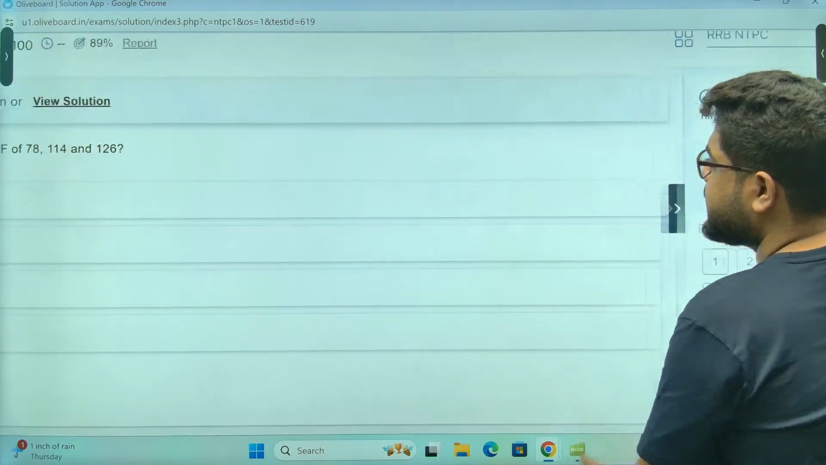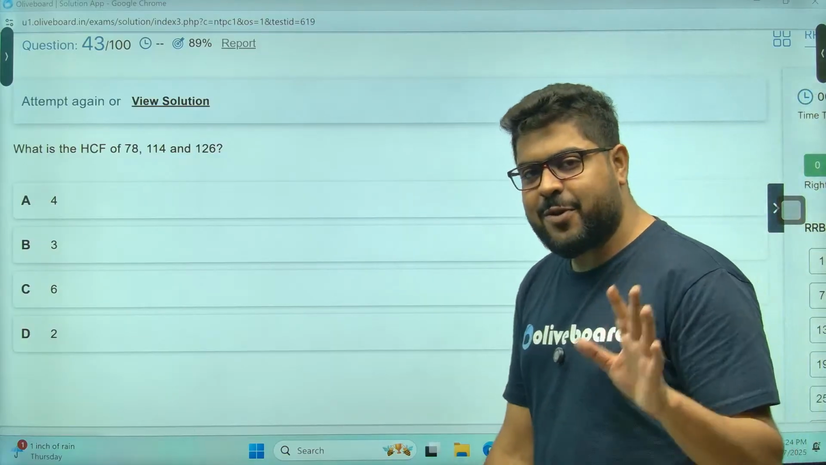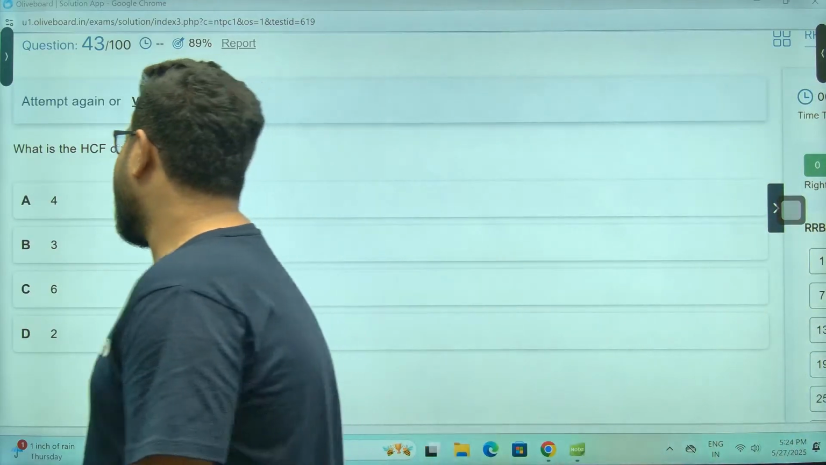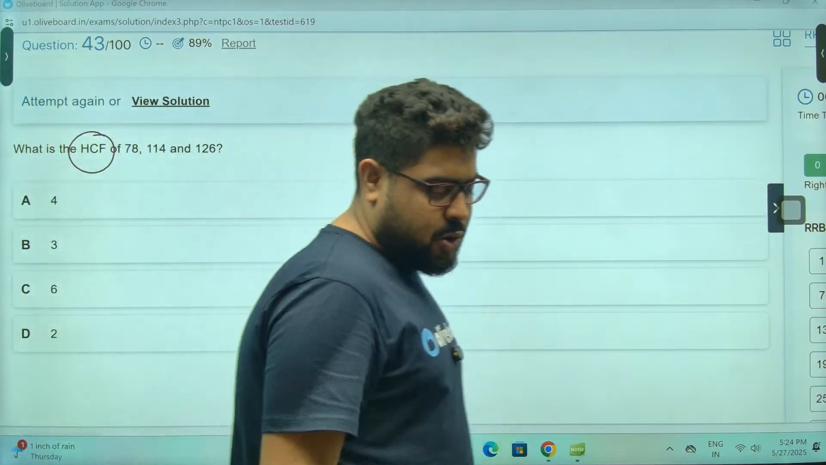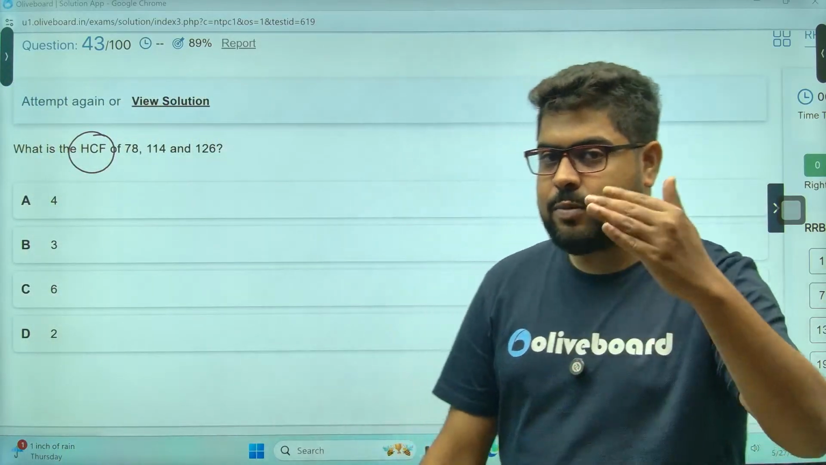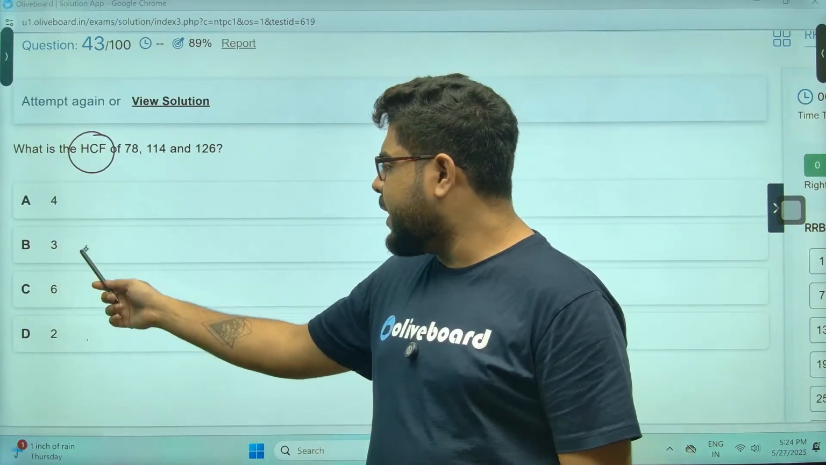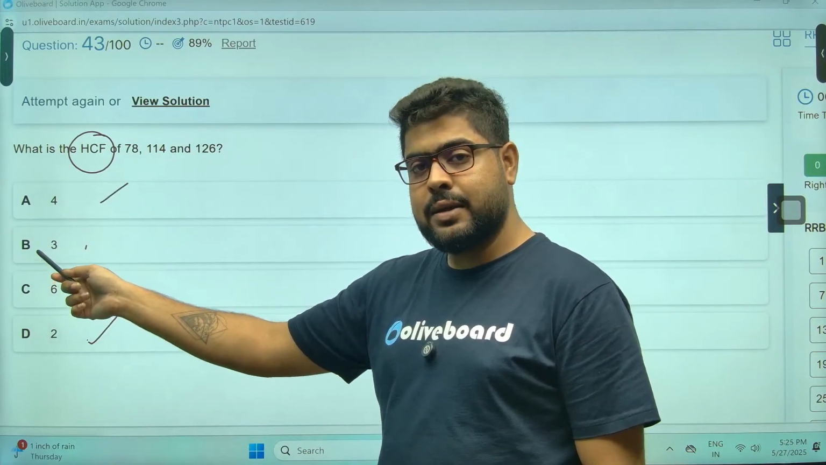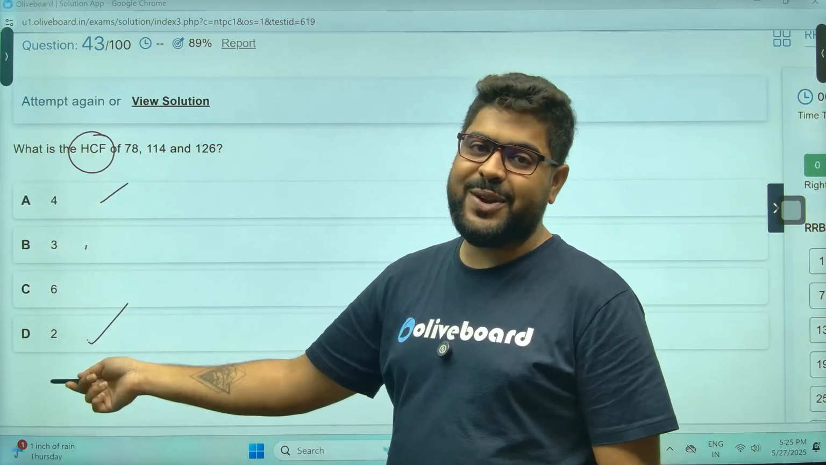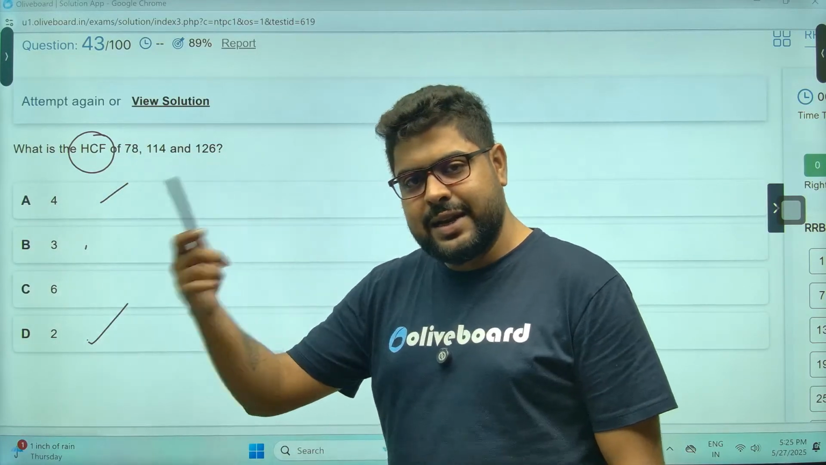Sir, HCF of this. Whenever you get questions like this, which is very common in NTPC, HCF stands for highest common factor. Always start checking the options from the highest. Why? 2 might be your answer, 3 might be your answer. If 2 is the answer, 4 can also be the answer, so I have to check. But if 4 is the answer, then I don't need to check 2, because 4 can contain more than 2.